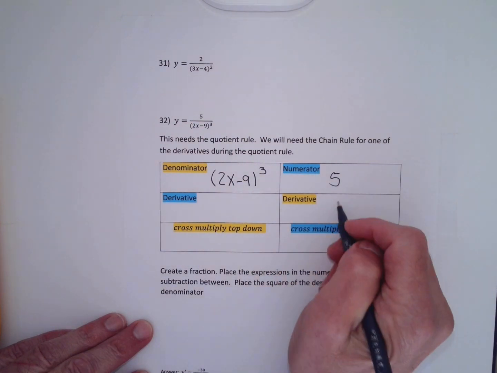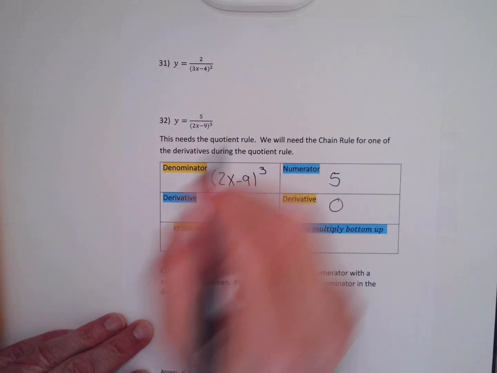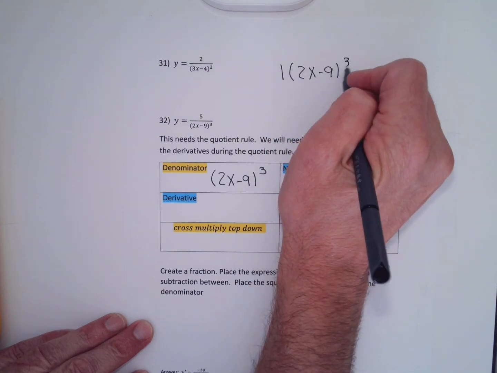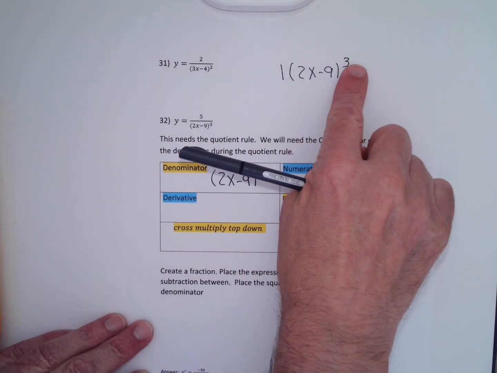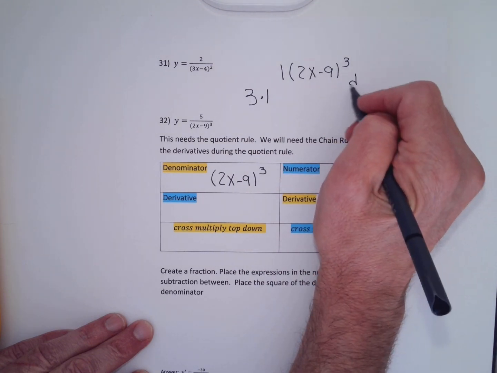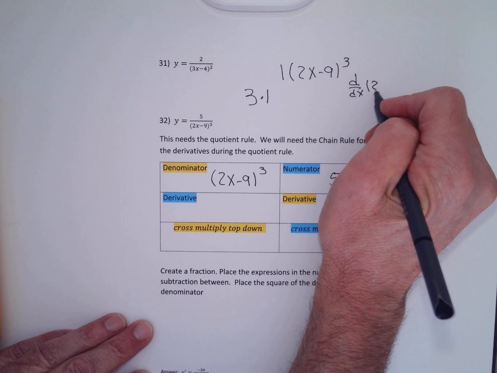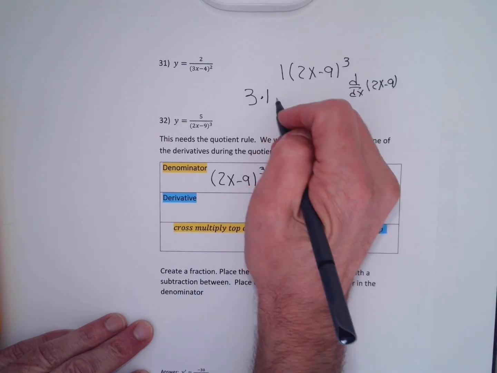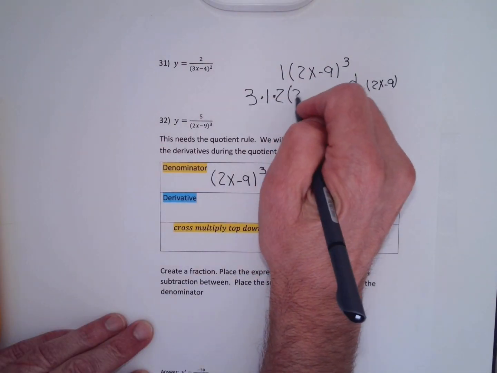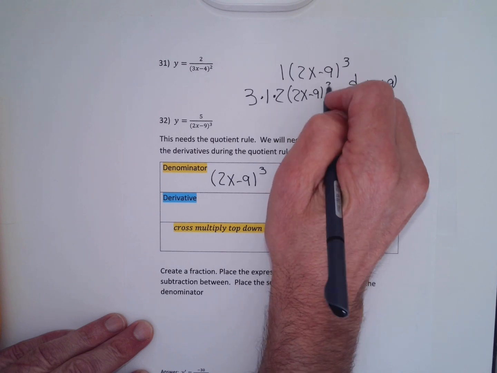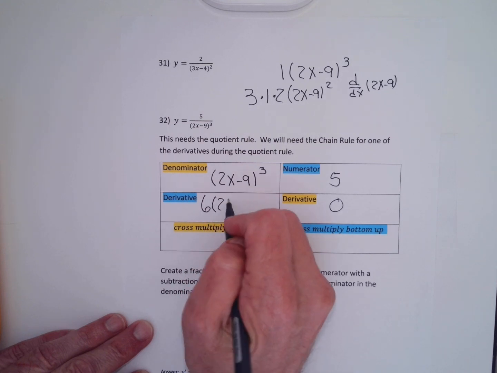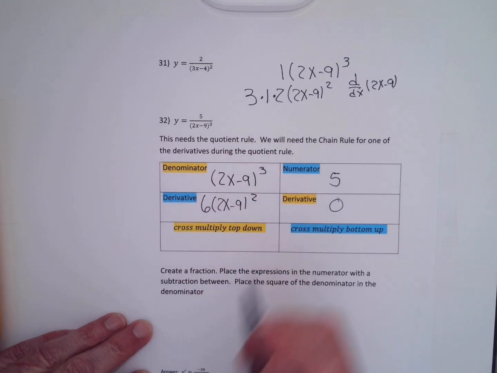Well, the derivative of the numerator is just 0. I don't need to figure that out. For the denominator, 1 times (2x minus 9) cubed. How do I find its derivative? I use the chain rule. I take the exponent 3, multiply it by the coefficient 1, and then I multiply by the derivative of 2x minus 9. The derivative of 2x is 2, the derivative of minus 9 is 0. And then I lower the exponent by 1. So the derivative of this is going to be 6 times (2x minus 9) squared.